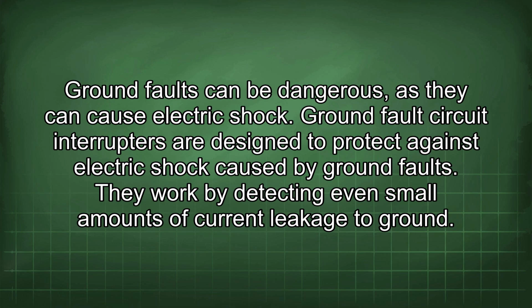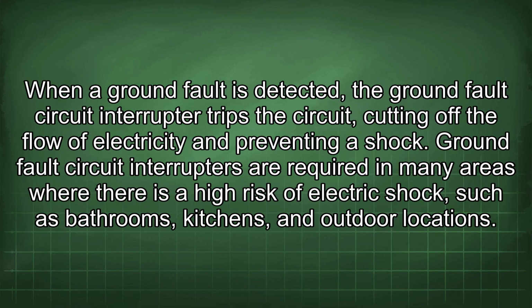Ground fault circuit interrupters are designed to protect against electric shock caused by ground faults. They work by detecting even small amounts of current leakage to ground. When a ground fault is detected, the ground fault circuit interrupter trips the circuit, cutting off the flow of electricity and preventing a shock. Ground fault circuit interrupters are required in many areas where there is a high risk of electric shock, such as bathrooms, kitchens, and outdoor locations.